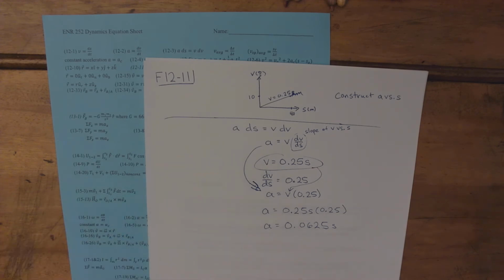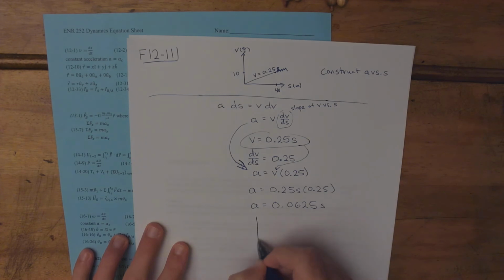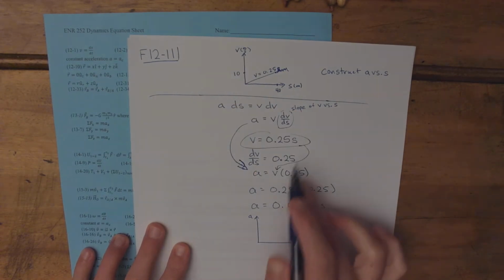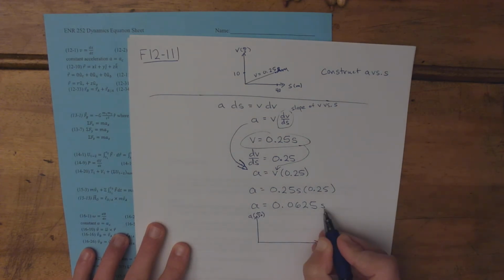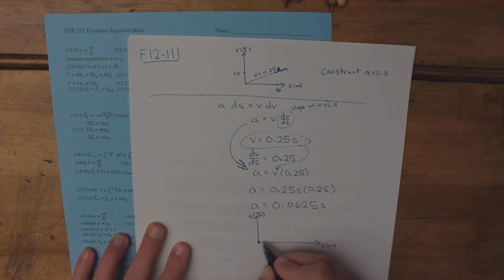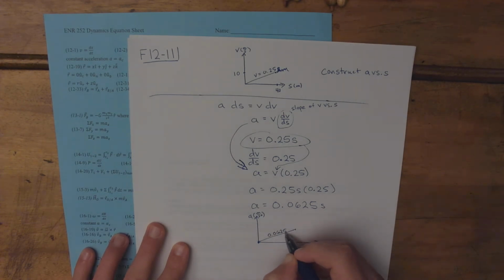Did it ask me to graph it? Construct the graph for the same time interval. Okay, well that's pretty easy because this is another linear graph. Here we have acceleration and position. If velocity was in meters per second and position was in meters, then acceleration would be in meters per second squared. When s is equal to 0, the acceleration is equal to 0, so we have something linear here, and the slope is 0.0625.